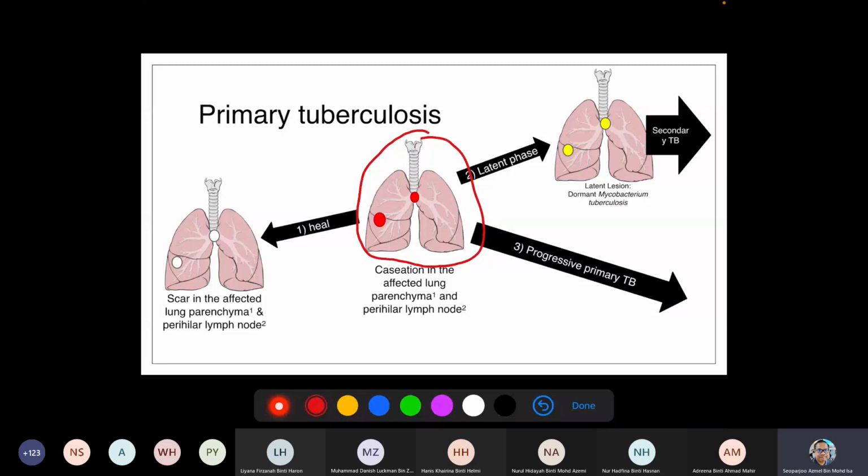So what happens after a person is already infected by pulmonary tuberculosis in the first place? There will be an immune response or immune process that I mentioned previously. There will be caseation in the affected lung parenchyma and also the perihilar lymph node. So there will be caseation or granuloma formation here and also here. And this is because these two areas are where the bacteria is. So it will cause formation of granuloma there.